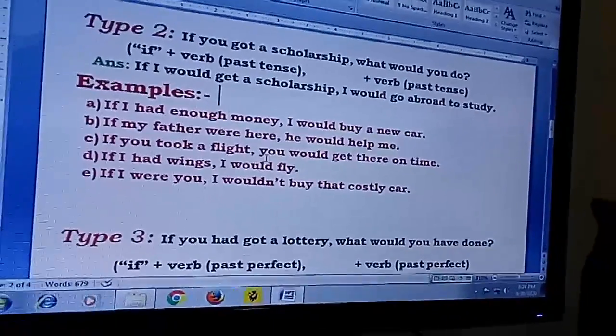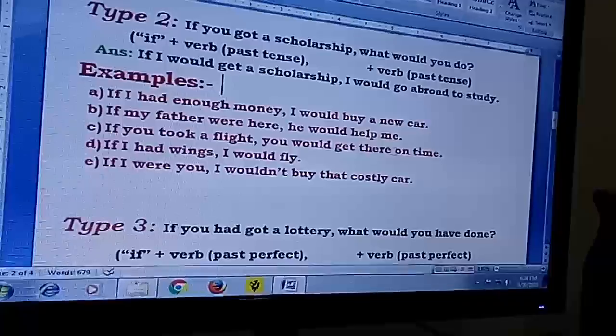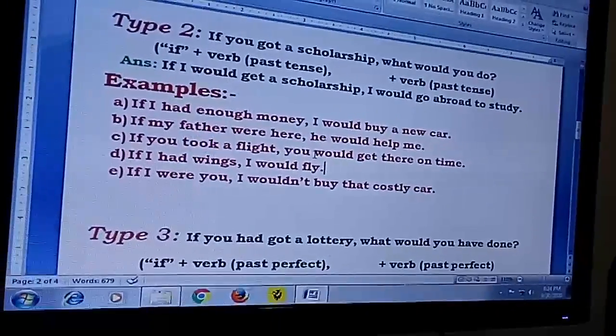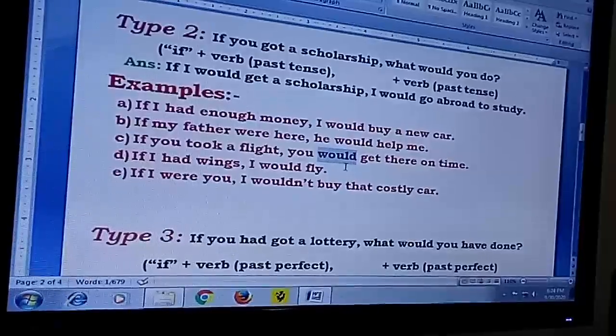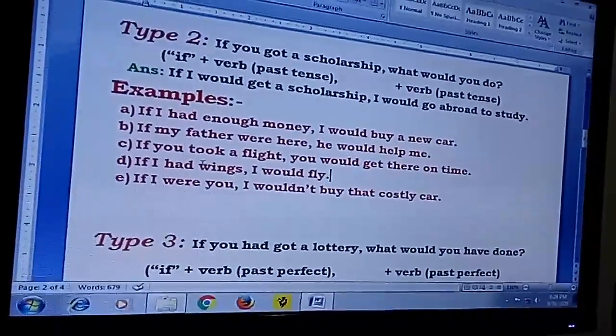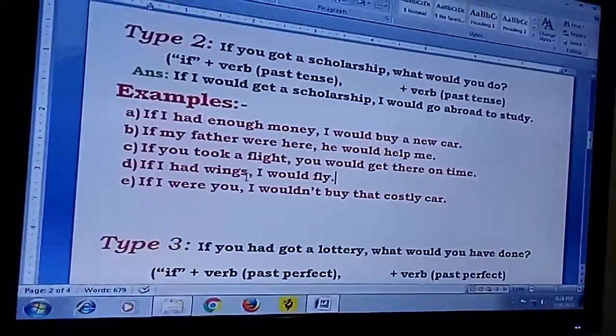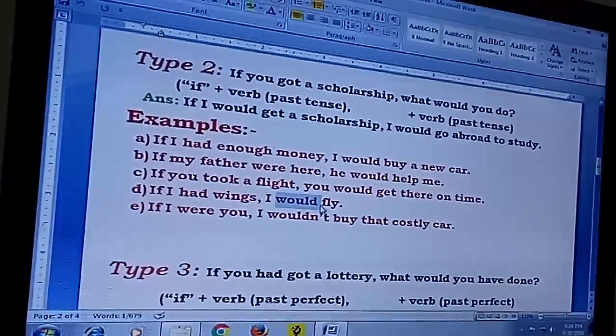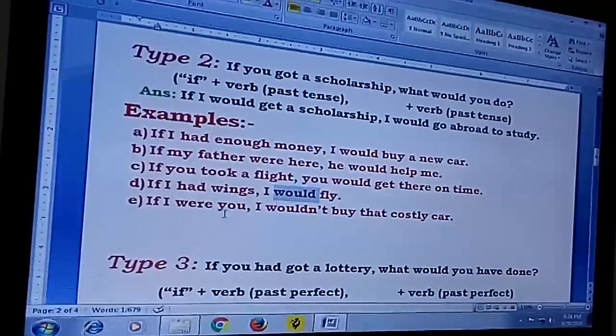If you took a flight, you would get there on time. See, the took is in the past tense and it is the past tense form of the future. Would, will, past form of the will is would. If I had wings, again past tense, again the past tense form of the future, will, would fly.